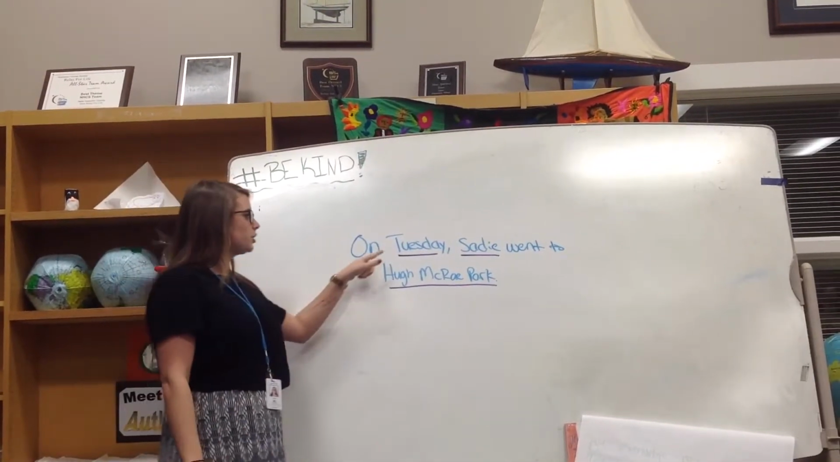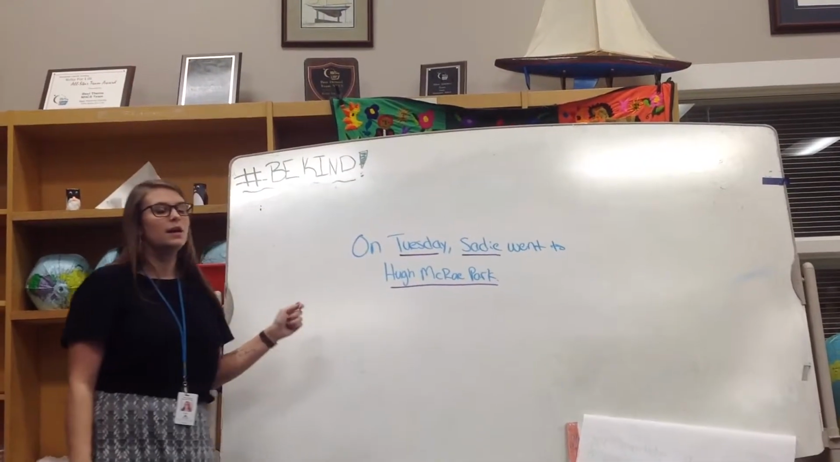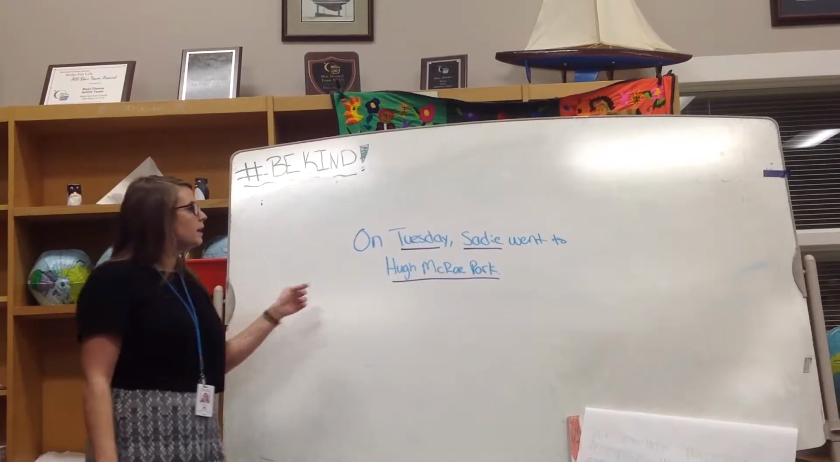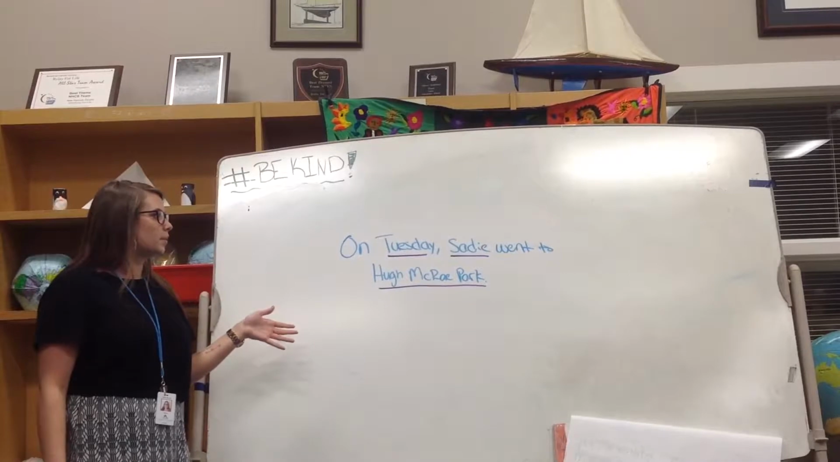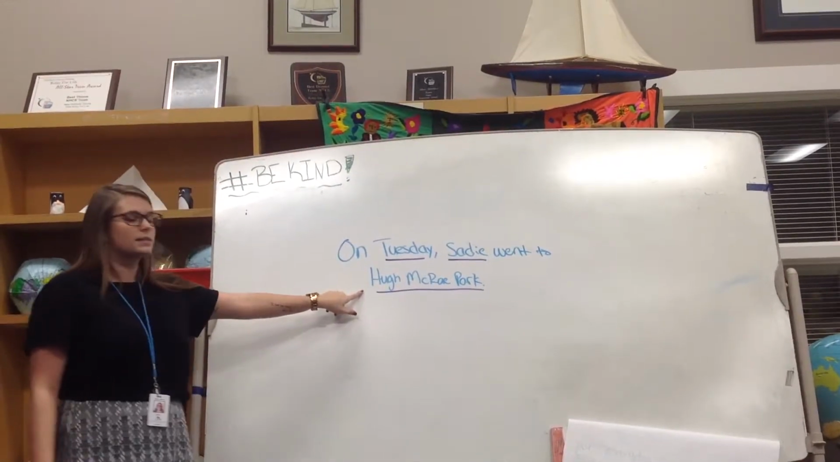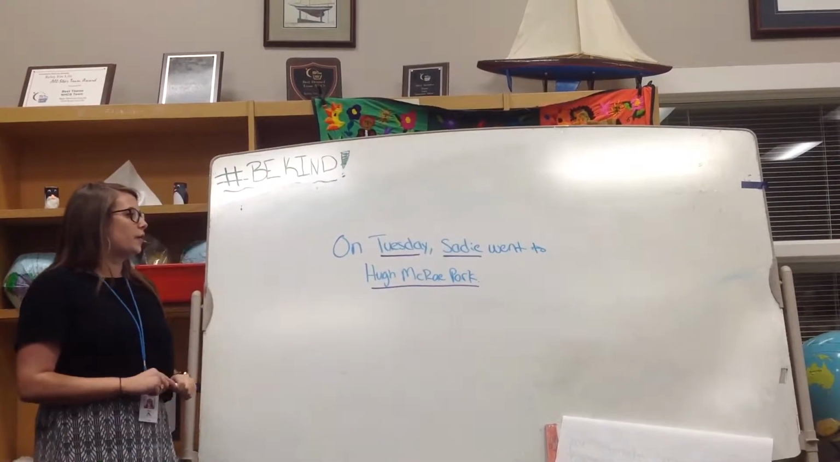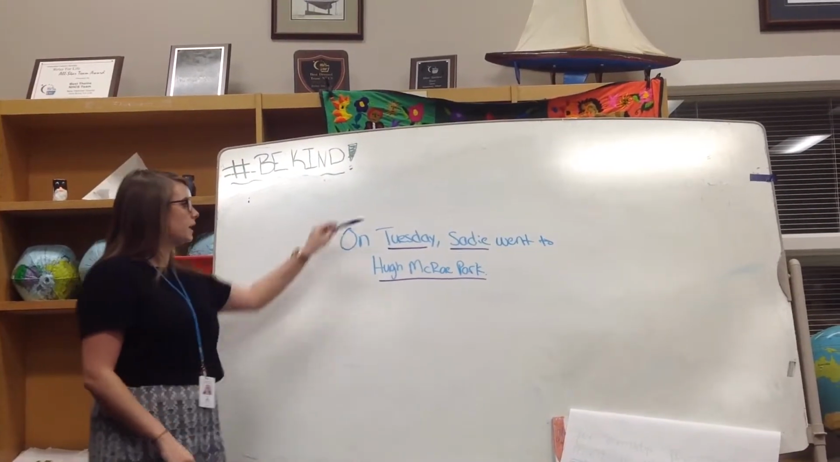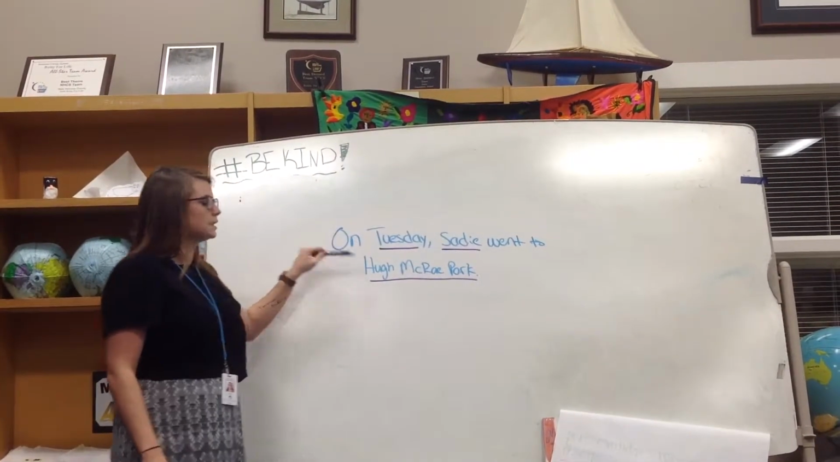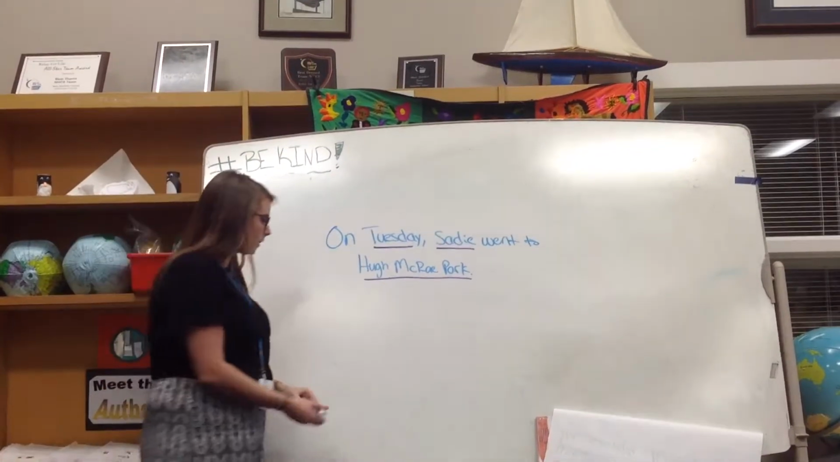So in this sentence, Tuesday would be a proper noun because it's the name of the day of the week. Sadie is a person's name, so that's going to be a proper noun. And then Hugh McGray Park is the name of the park, so that's also proper. And proper nouns also always have capital letters, so you can kind of pick out which ones in these sentences would be the proper nouns.